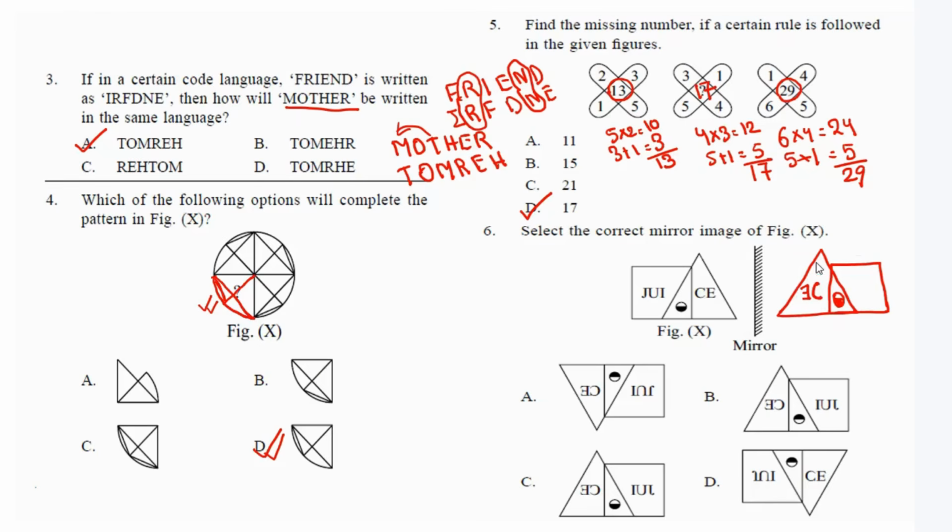This is mirror, right? E is this. C will be the opposite side. This will be C. And this one will be, I will be here, U in the middle, and J will be facing this side. So if you see, the correct picture here will be option number C, right? So C is the correct option.